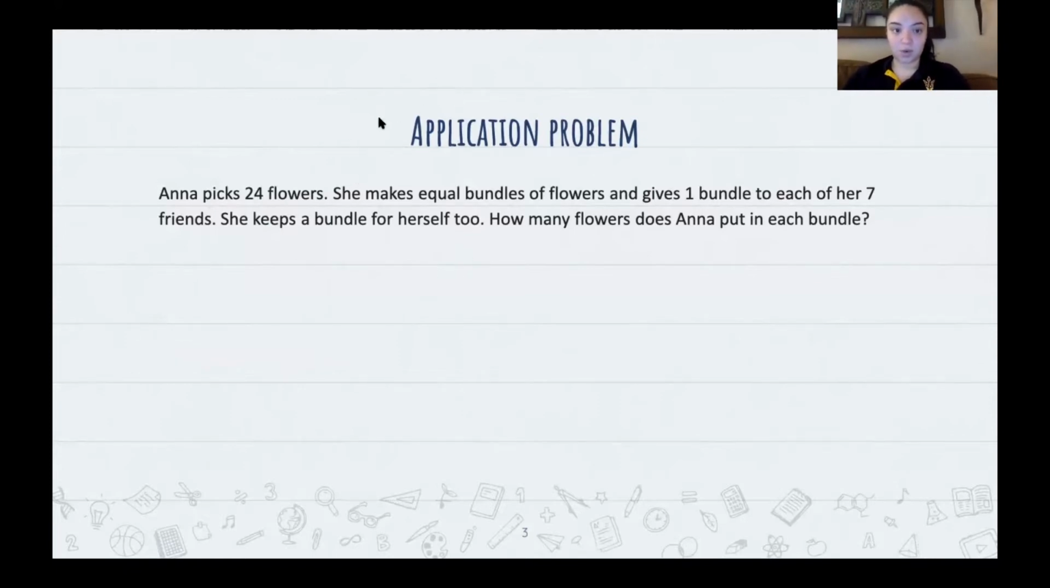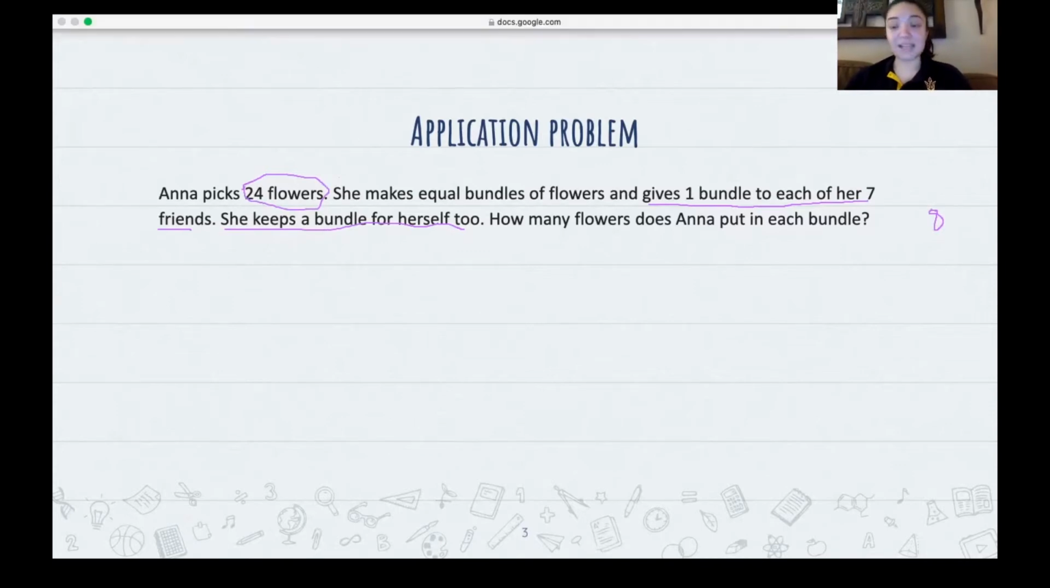I think it's really important to first figure out how many people we are going to have to give flowers to. It says right here that she gives 1 bundle to each of her 7 friends. So we have 7, but it also says she keeps a bundle for herself. That means that we are going to have 8 bundles of flowers. And it says that she picked 24. So what we have to do is use the fair share method to make 8 equal groups that equal 24.